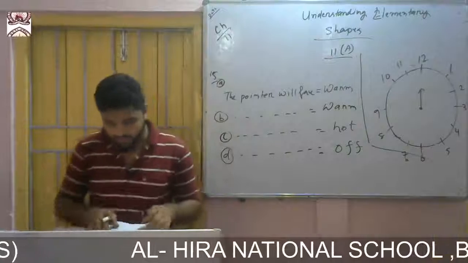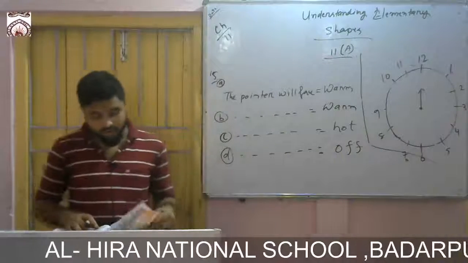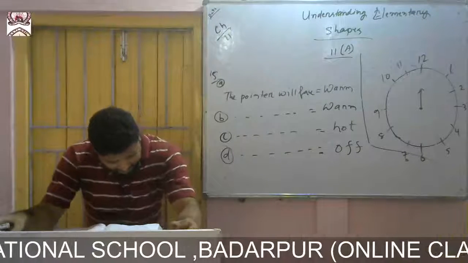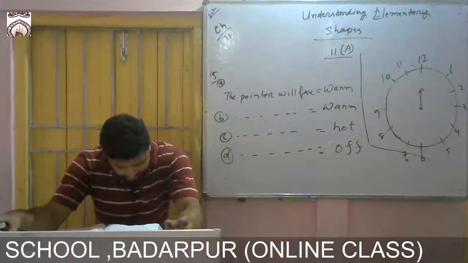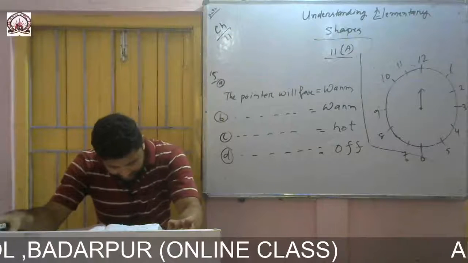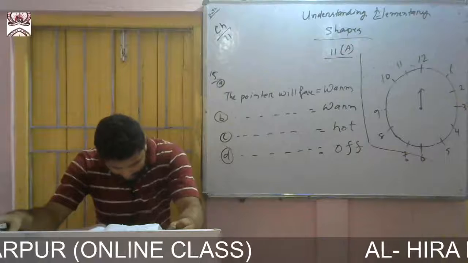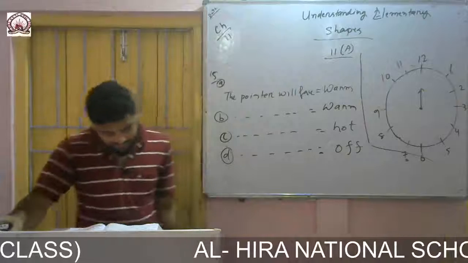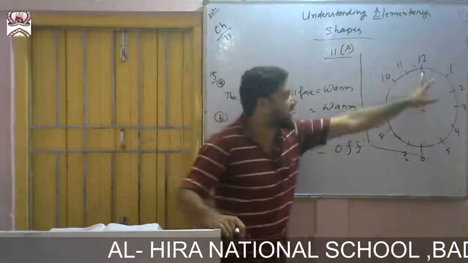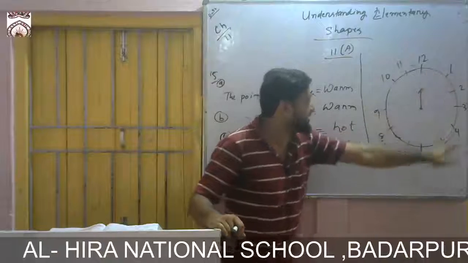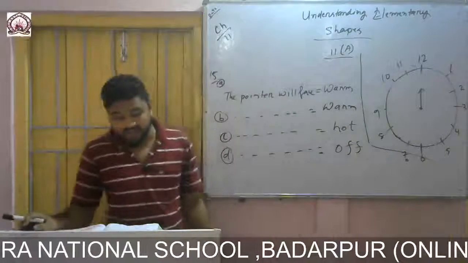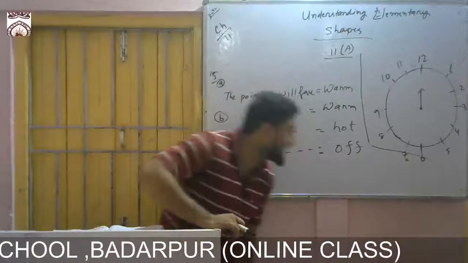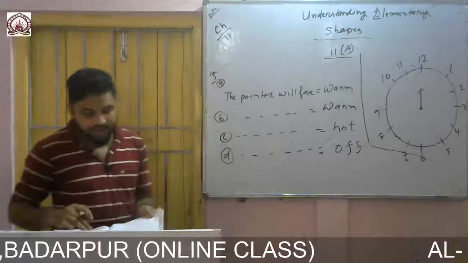Question number 6. When the second hand has moved from 12 to 6, how many degrees has it turned through? That means, if the second hand turns from 12 to 6, how many degrees does it make? I need to check that one.